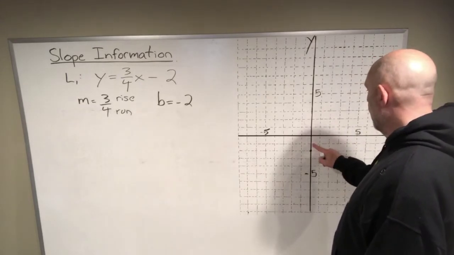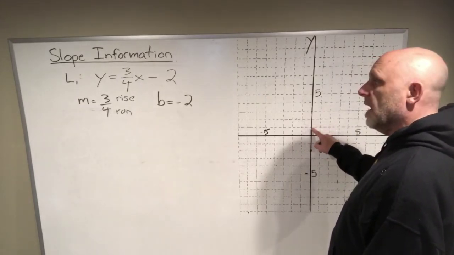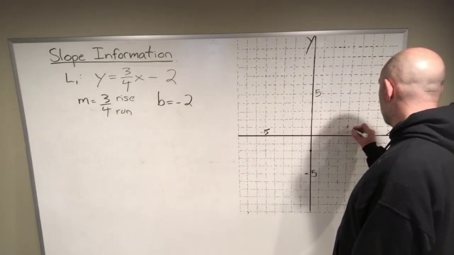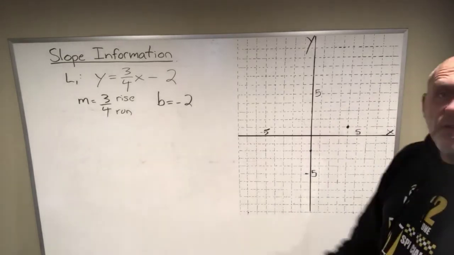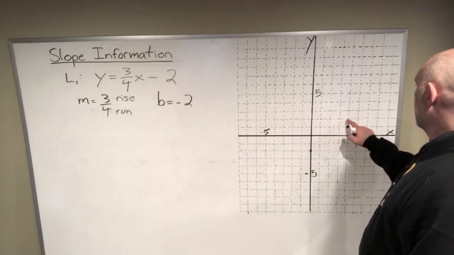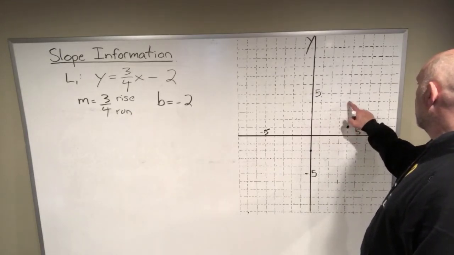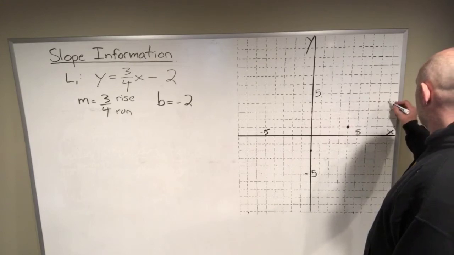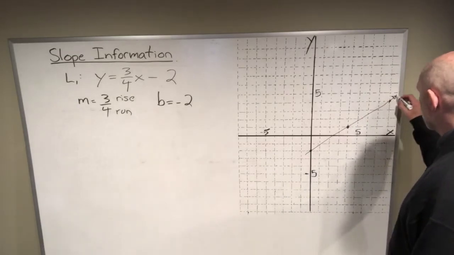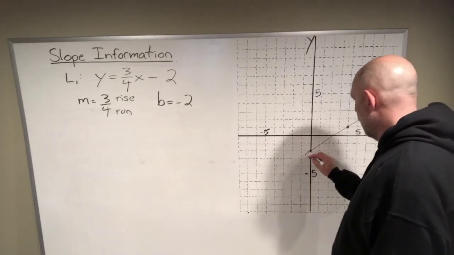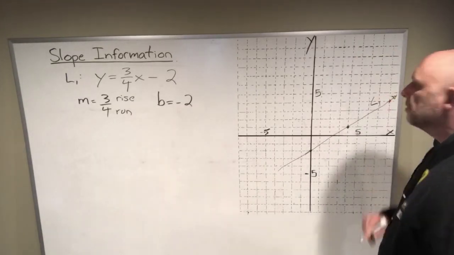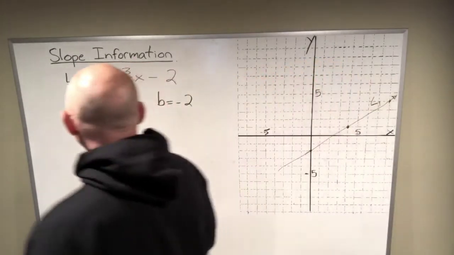So 3 up, 1, 2, 3. And then I'm going to go 4 to the right. 1, 2, 3, 4. There we go. I got 2 dots. That's enough. I could draw it based on that. I'm going to draw more just to be accurate. Use the slope again. 1, 2, 3 up. 1, 2, 3, 4 across. It's going to look more like that. More or less. Okay. That's L1. I'll put a little label here. L1. Beautiful.